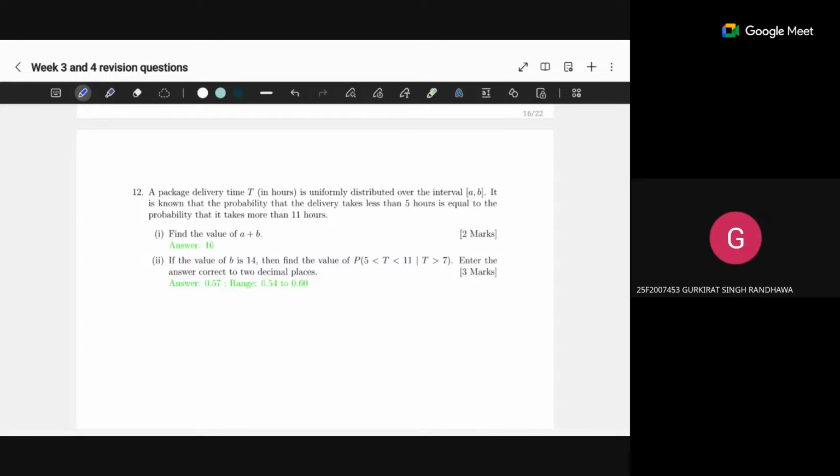Done, ma'am. You're getting this answer? Yes, ma'am. 0.57. What about others? Are you guys solving or not? Because I'm not getting any response other than 1 or 2%. So that's why I'm just asking. We are trying to solve, ma'am. Okay, then that's good.